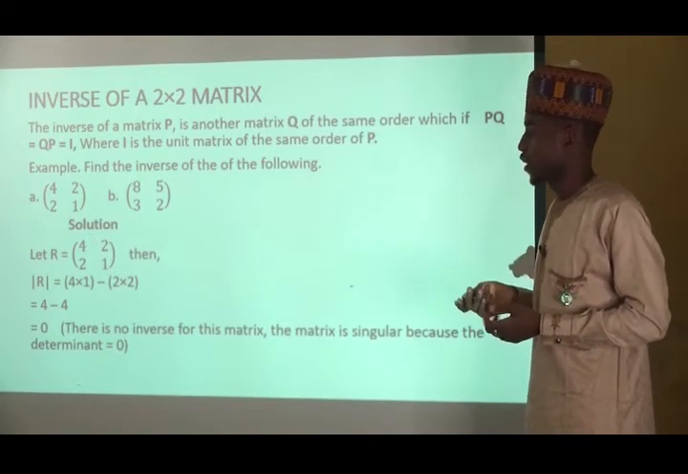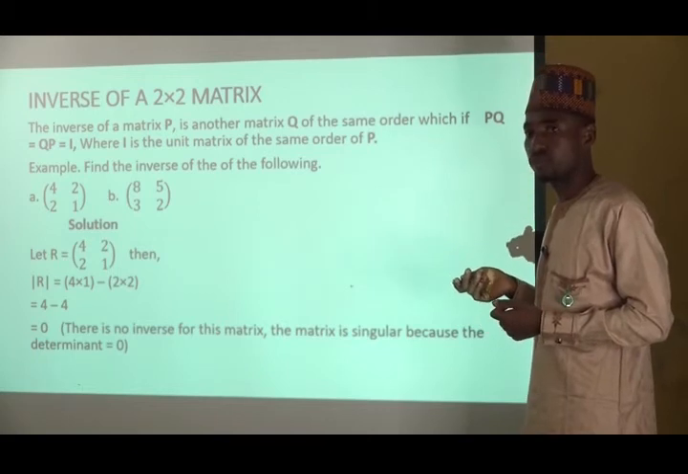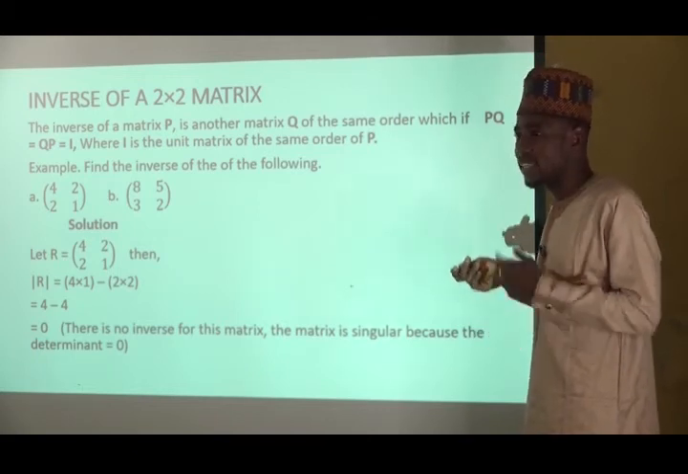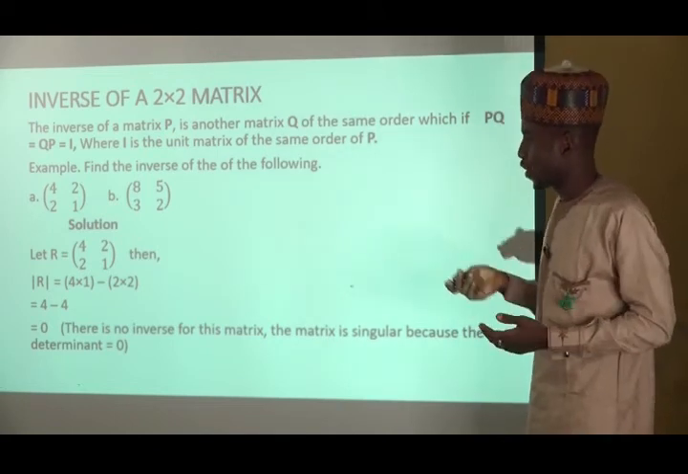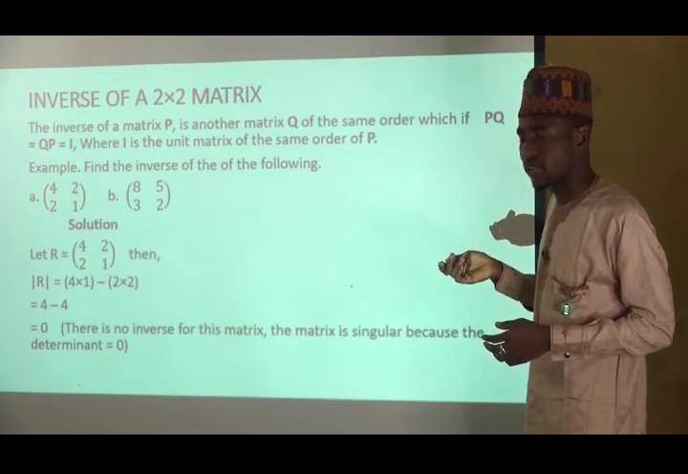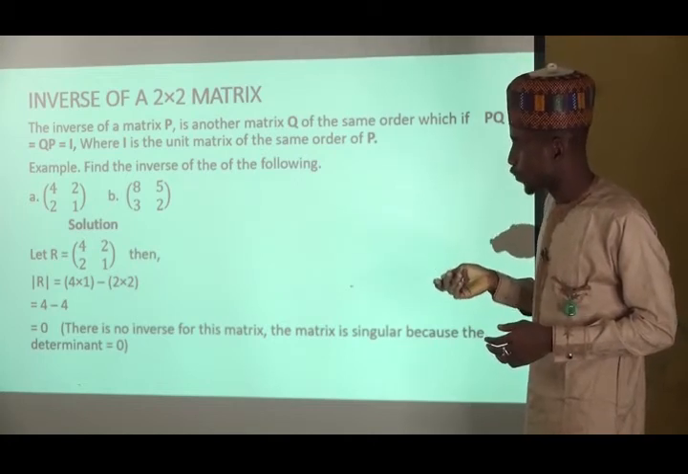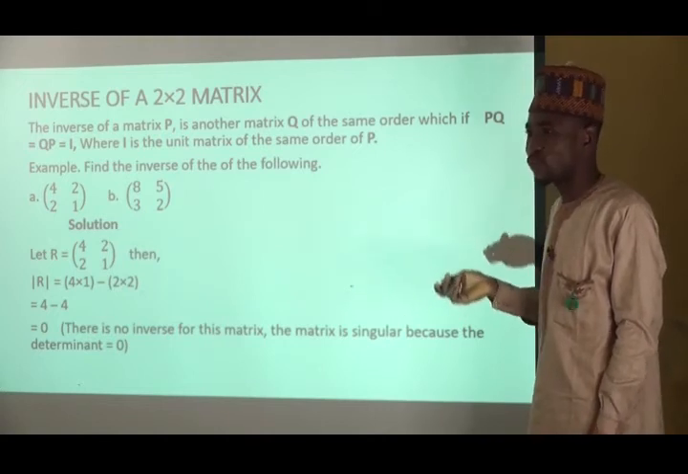For example, in the first matrix with elements 4, 2, 2 and 1, let R be the name of this matrix. Then for the determinant, you just apply the idea of the determinant we just did. You multiply 4 times 1, then minus 2 times 2. 4 times 1 is 4, and 2 times 2 is 4.